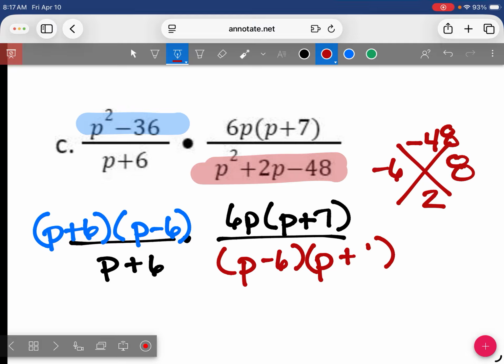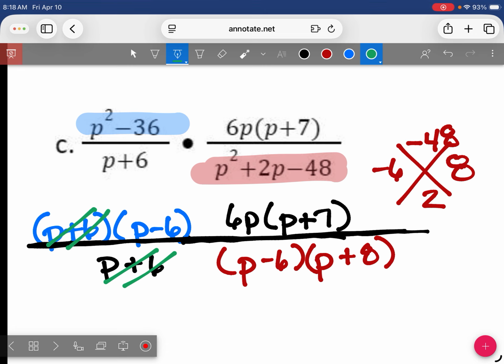So now that everything is factored, we can connect it. And you're just looking at what you can cross out. It has to be upstairs and downstairs for you to take it away. So what's something upstairs and downstairs that we can cross out? The p plus 6 can go away. And the p minus 6 can go away. Can anything else go away?